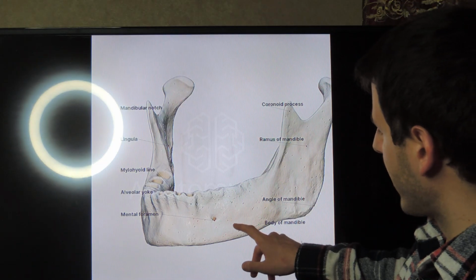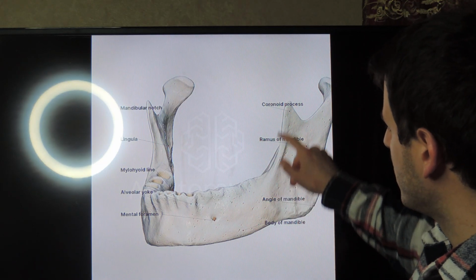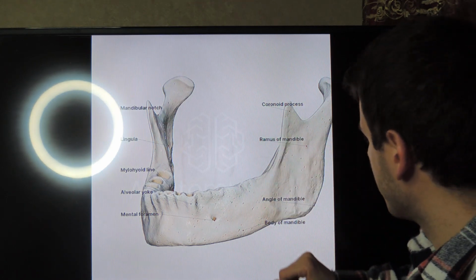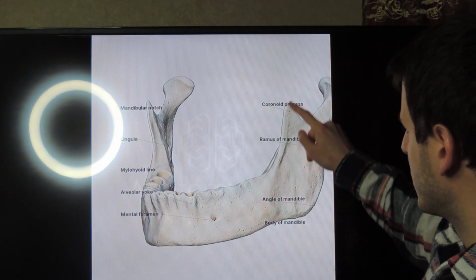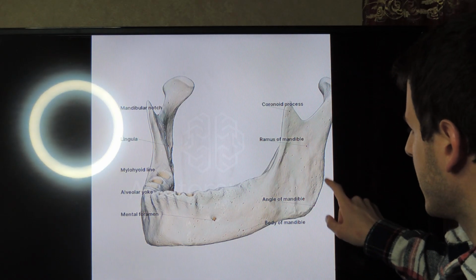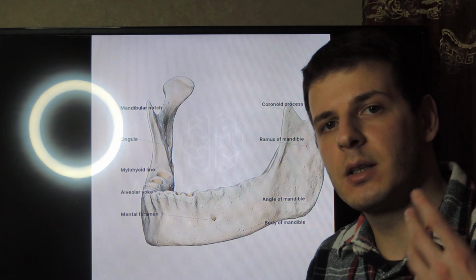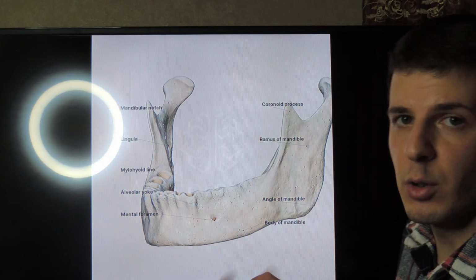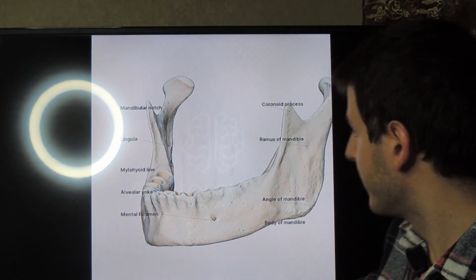And behind the mental foramen we have the oblique line, which runs upward and is continuous with the anterior border of the ramus. Then we also have the ramus of the mandible. This is a wide bone plate, and in the region of the angle of the mandible we have the masseter tuberosity, and it is a site here.